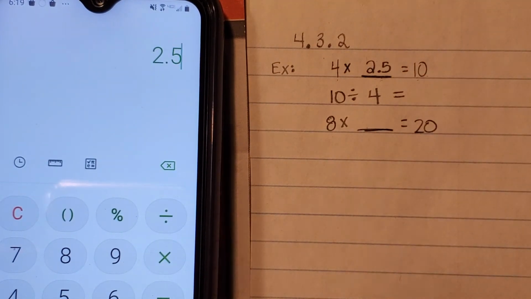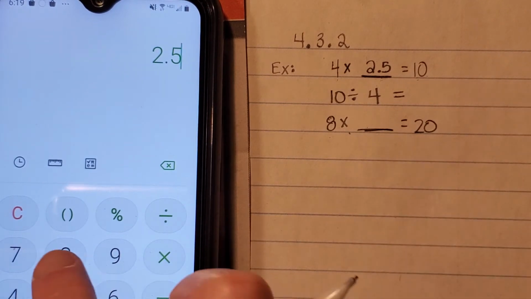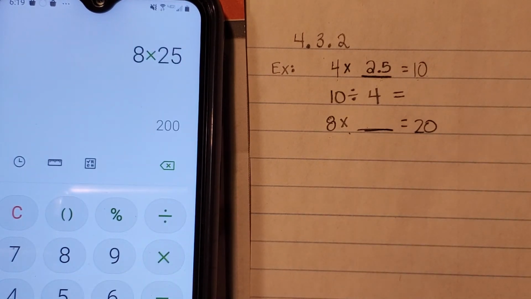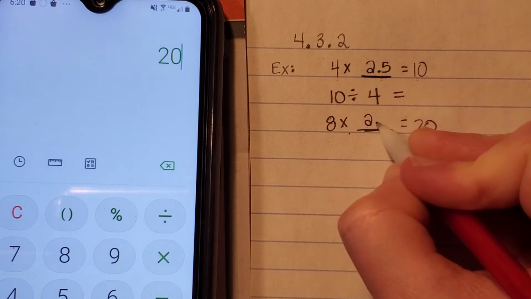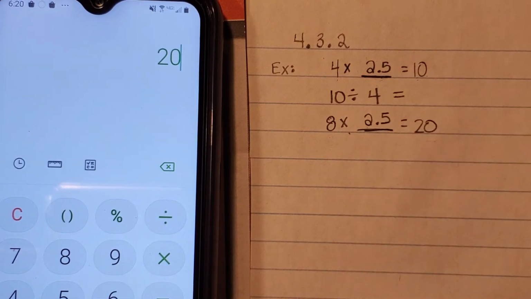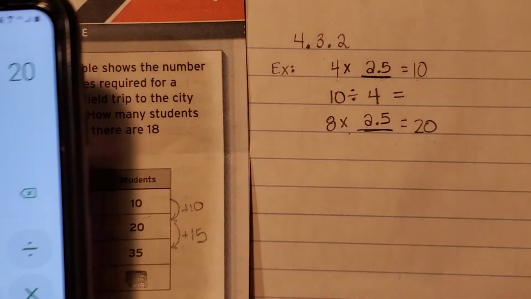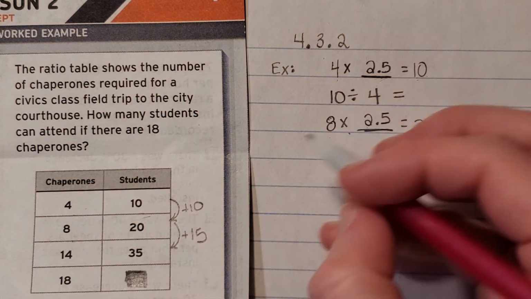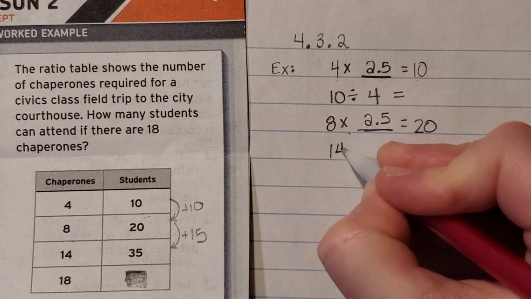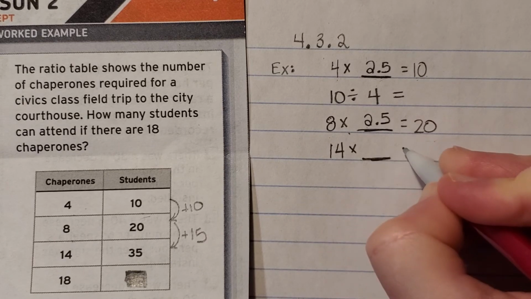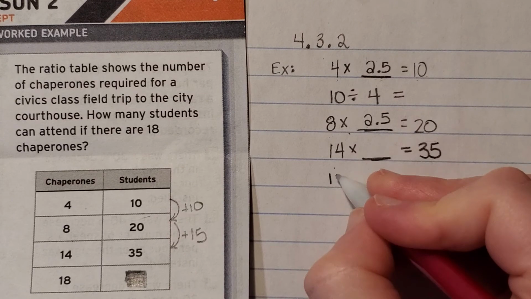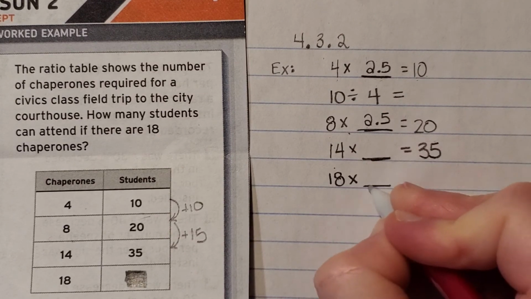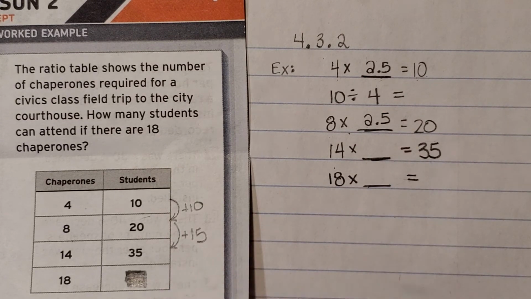Now I'm going to check to see if it also worked with 8. So 8 times 2.5 equals 20. I got the answer that I wanted, so I believe I have found my pattern. I'm going to go ahead and check it with the other parts of the table, and it says 14 times a number should equal 35. And then I have 18 times a number should give me my final answer.